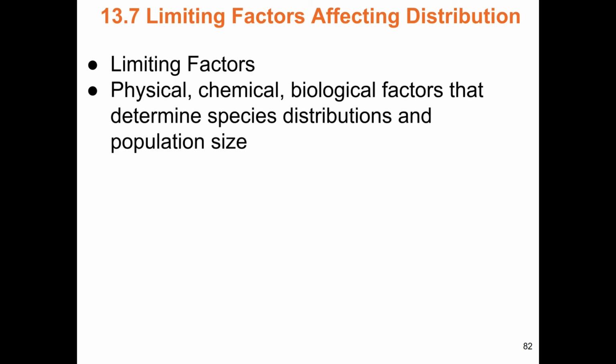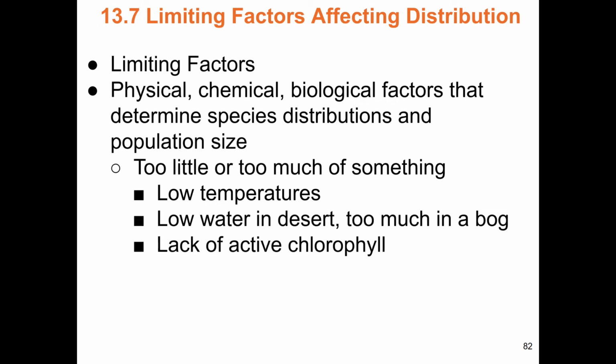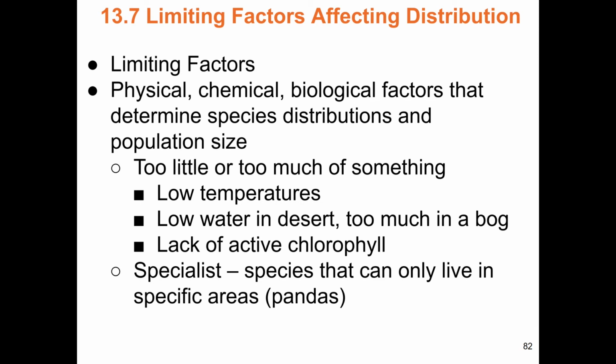Limiting factors. It's the idea that there are abiotic components that would limit an organism. It could be physical, chemical, or biological limits on an organism. For example, nutrient-poor soil would be a limiting factor. Total darkness would be a limiting factor. Lack of water would be a limiting factor. Too little, too much, low temperature, low water, lack of chlorophyll.